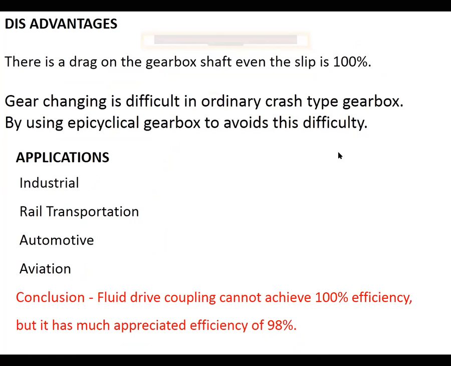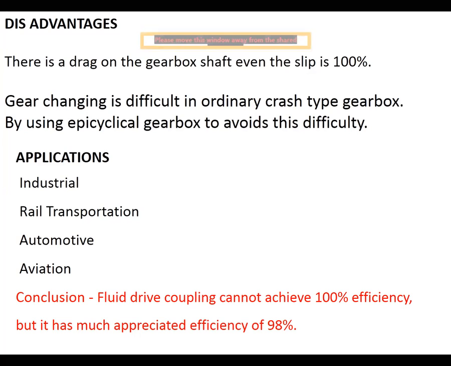So that is about the fluid coupling. Simply, a fluid coupling is one kind of clutch. It is also called a hydraulic clutch, hydraulic coupling, or hydraulic fluid coupling. It consists of two components: one is the driving shaft, another is the driven shaft. Between the driving shaft and driven shaft, fluid is filled. It is completely placed in one housing, then connected between the engine and the transmission system.